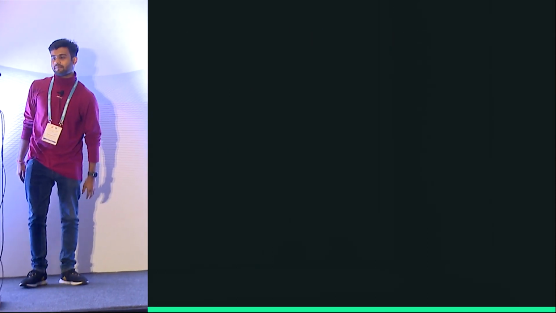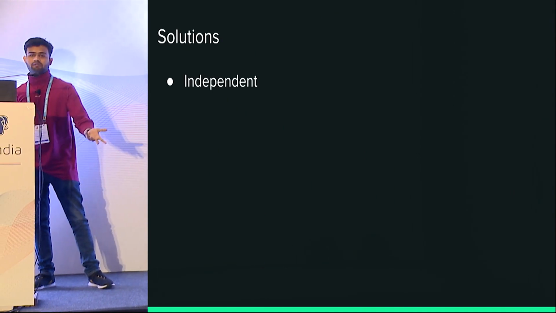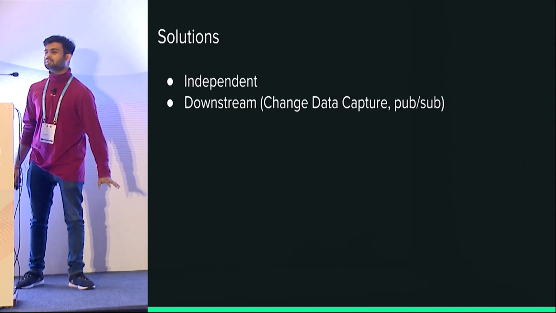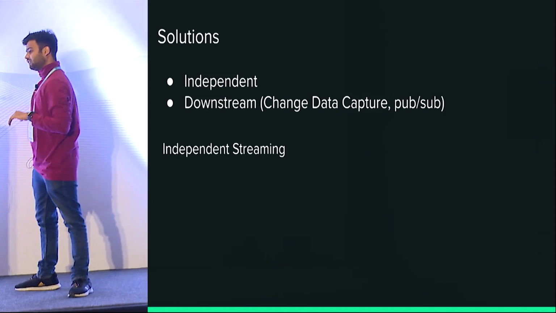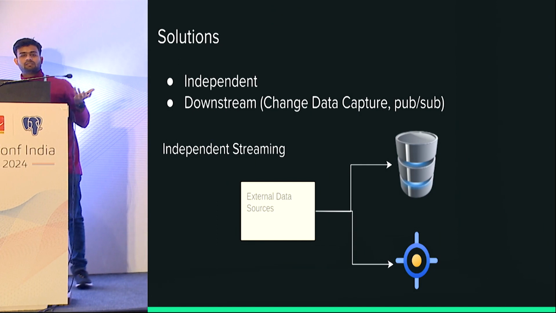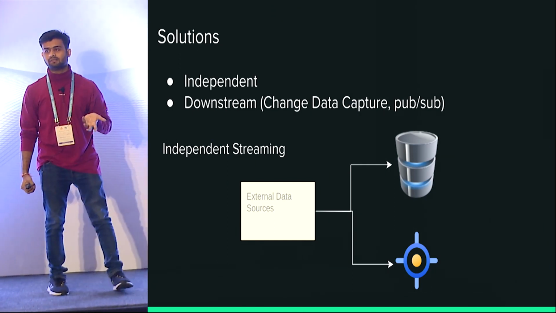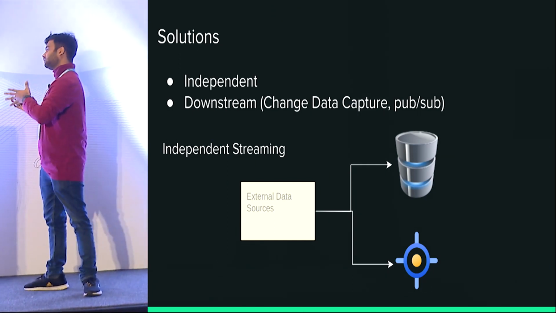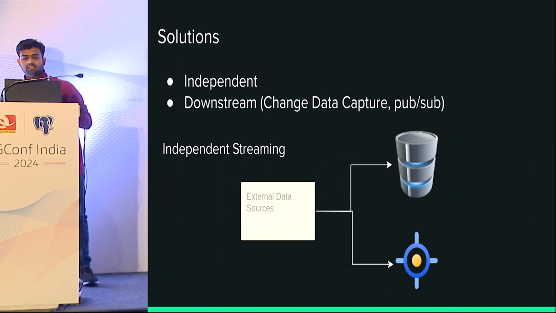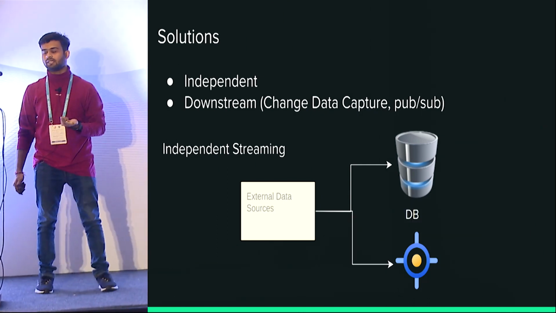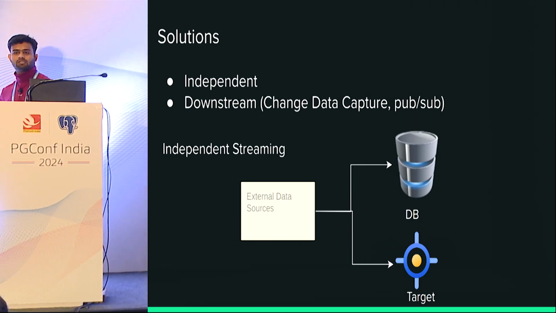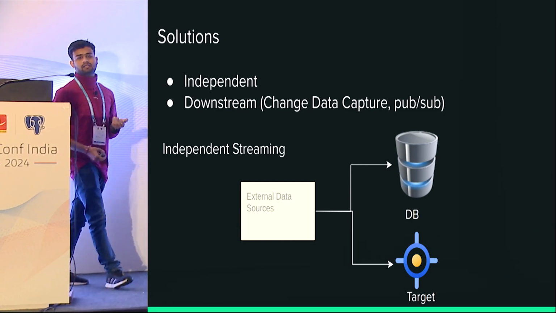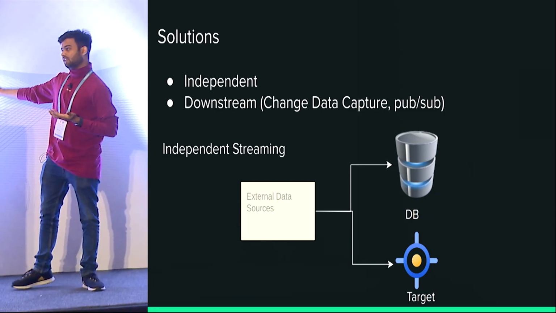These are the challenges. Now let's see the different solutions, how we can build. One is independent systems and the other is downstream. Let's see what independent systems are. When I say independent streaming, I have a source from where the data gets generated. Of course, this data can be distributed across two systems. Let's say there is a database which I'm using, and then one target. I'm storing the data in the database for reviewing, analytics, and everything. And then I'm sending that to a different target as well.